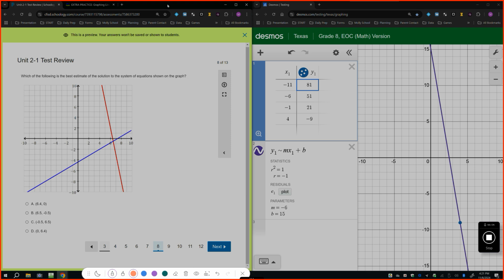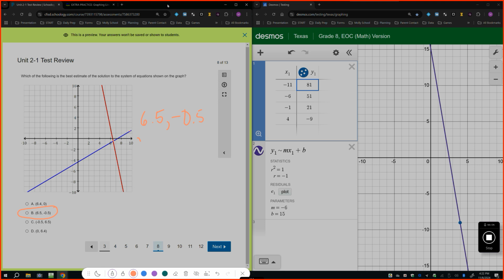Let's look at number 8. Okay, number 8. Now for this one, all they want you to do is estimate. They're not asking you to give them a precise answer. They're asking you what's an estimate, what's closest. I don't need the exact answer. I just need to know what's close. So over here, I'm looking for where they cross. They cross maybe at 6.5, and then -0.5. So we're halfway past 6 and halfway below 0. Well, that looks like this one. Again, I'm just estimating.